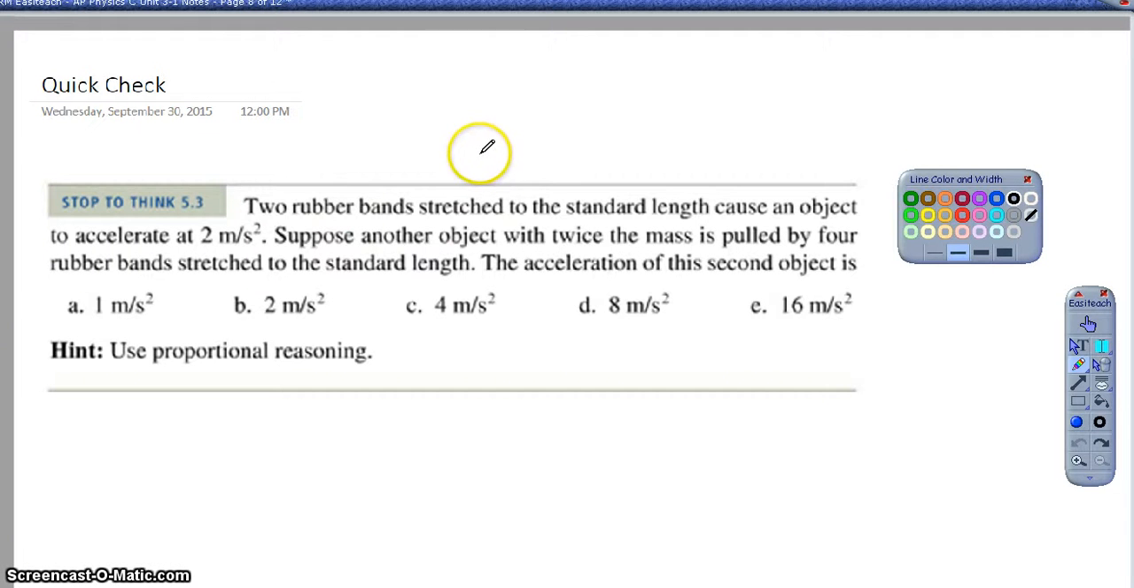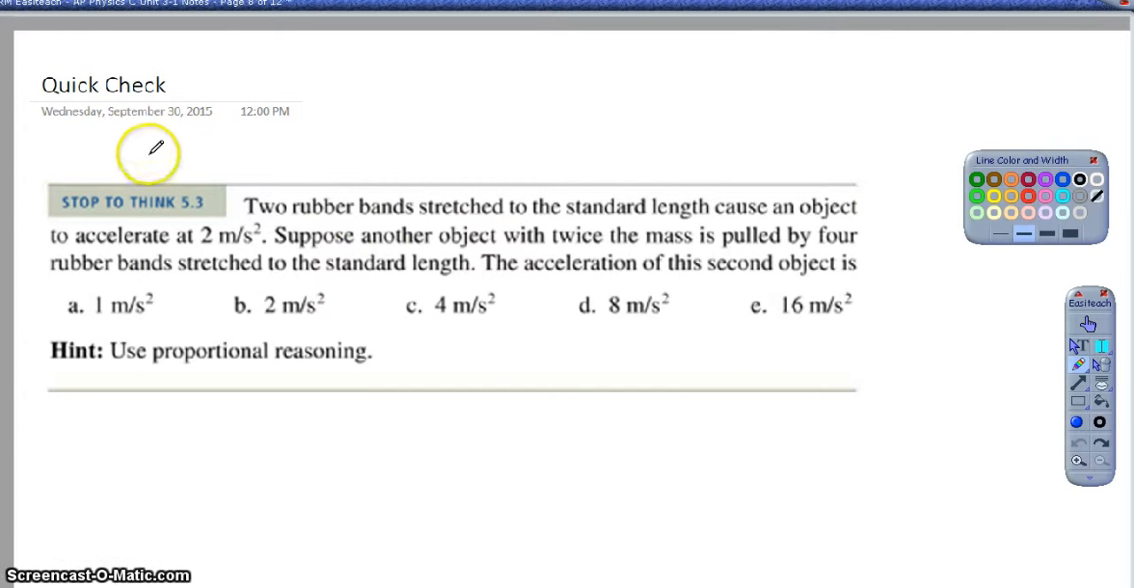Okay, so picking up part 2 of Unit 3-1 notes here, we'll pick up with this quick check. Hopefully you have this on your example page. This is an example of inertial mass. Two rubber bands stretched to the standard length cause an object to accelerate 2 meters per second squared. Suppose an object with twice the mass is pulled by 4 rubber bands and is stretched to a standard length. The acceleration of that second object is what?